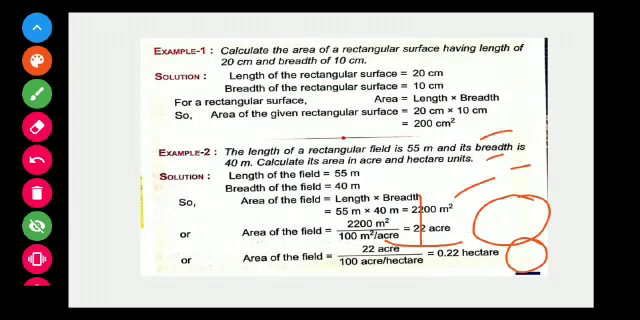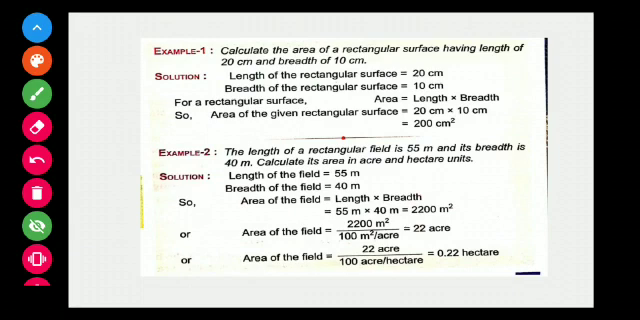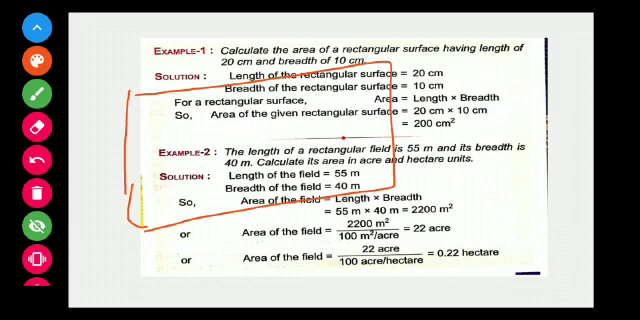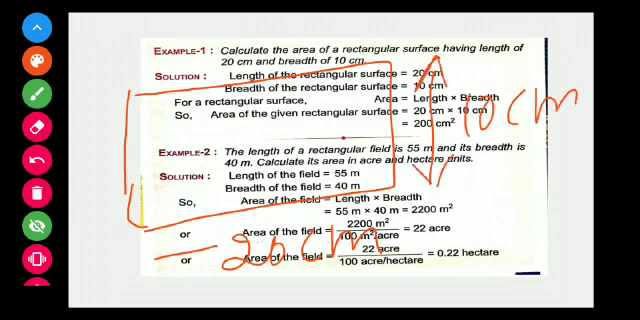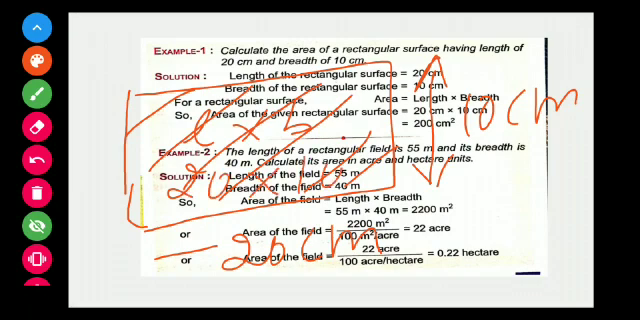Next is numerical problems. Your first numerical problem is: calculate the area of rectangular surface having length 20 centimeter and breadth 10 centimeter. This is your rectangular surface, length of rectangular surface is 20 centimeter and breadth is 10 centimeter. What is the area? With the help of the mathematical formula we can determine the area, and this area is equal to length into breadth. Length is 20 and breadth is 10.